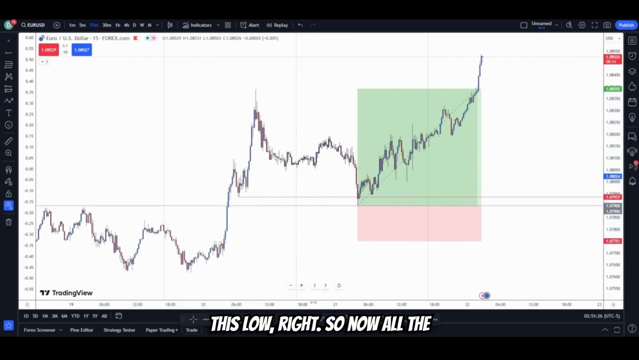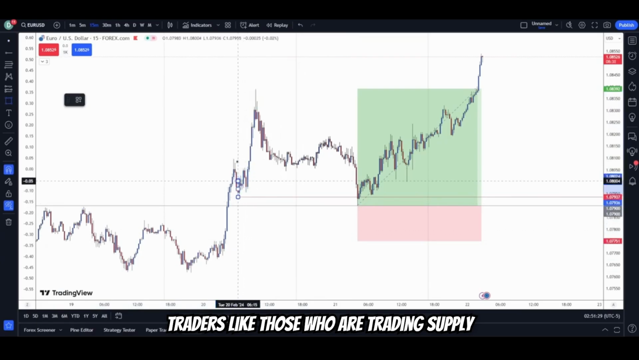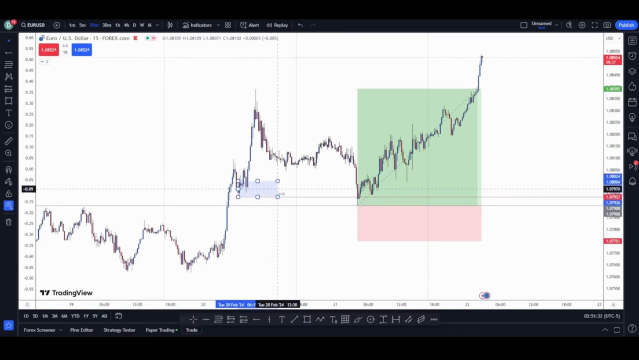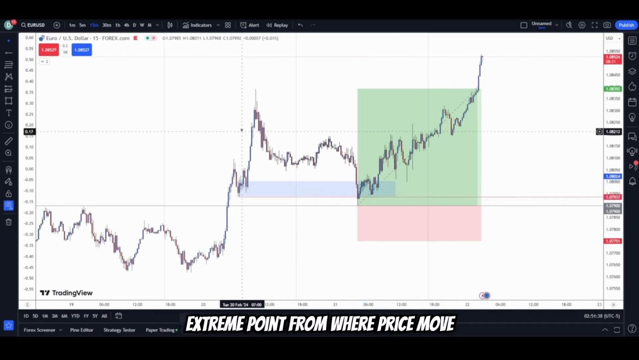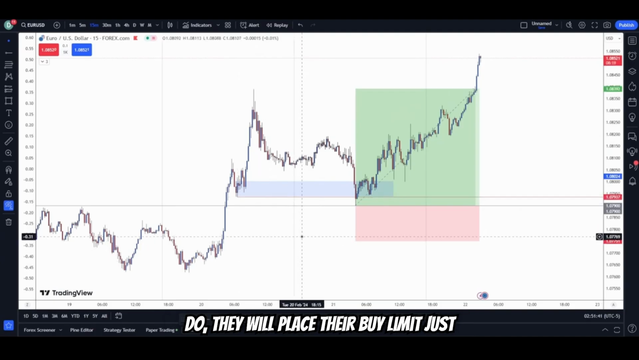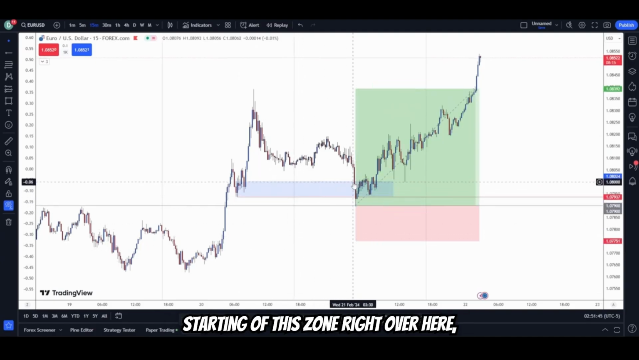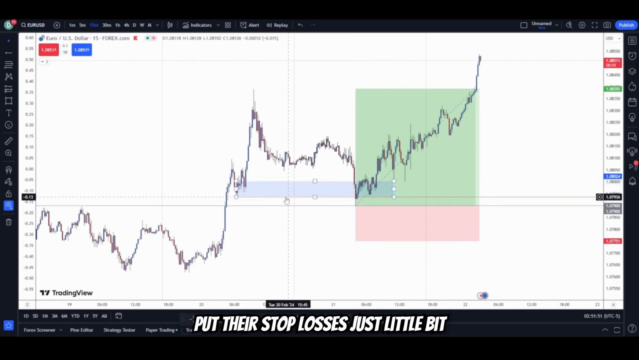So now all the traders, like those who are trading supply and demand zones and all the liquidity, they will be doing like this, right? Because they can see that this was the extreme point from where price moved towards the upside. So what they will do, they will place their buy limit just starting off this zone right over here, and they will put their stop loss just a little bit below this structure.